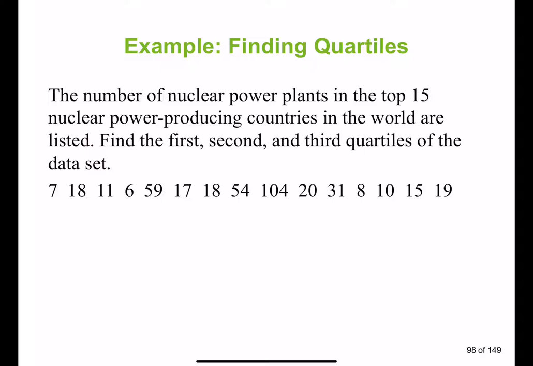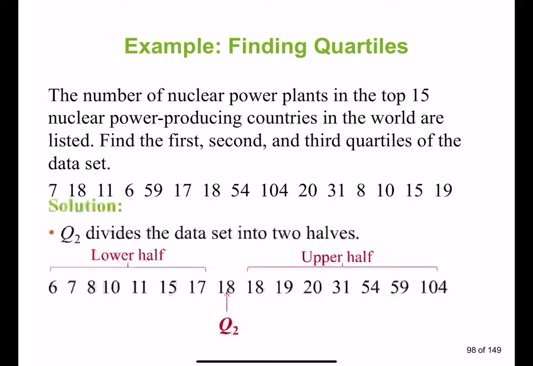So first, to find the quartiles, we have to arrange the entire data set in ascending order. Here it is. We have in ascending order, lowest 6, the highest 104. What are these numbers? Those are countries, and how many nuclear power plants these countries have. Some country has 6, some 7, some 10, 15, 17, 18. Wow, here we have 104. Take a guess which country has 104.